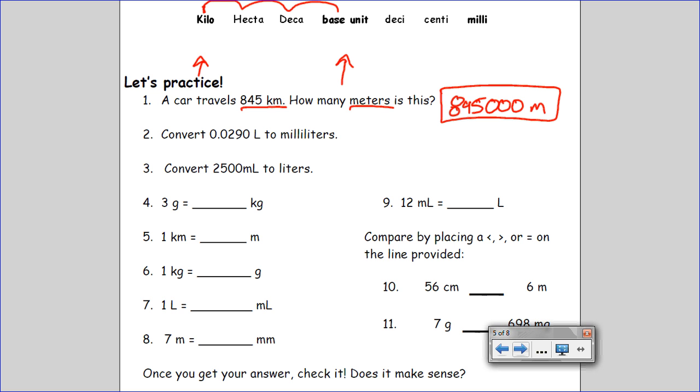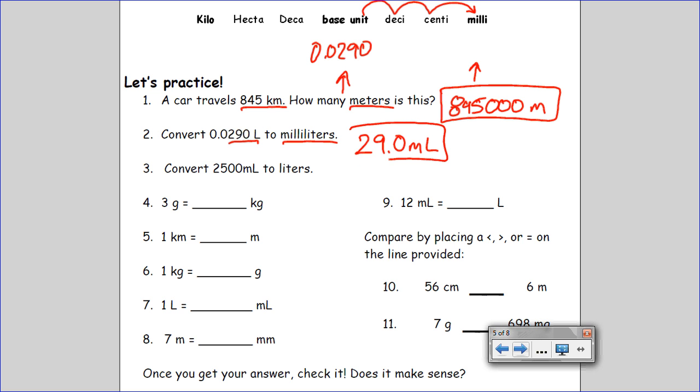This next one, a pretty simple one, we're going to be starting with liters and going to milliliters. So we're going to start here with 0.0290, and we're going to end here with milli. So you're going to go 1, 2, 3 steps to the right. You're going to take that decimal place and end up with 29.0, and it's not liters anymore, it's milliliters as our final unit. So that was a scenario where we're moving the decimal place to the right. Both of those examples were.